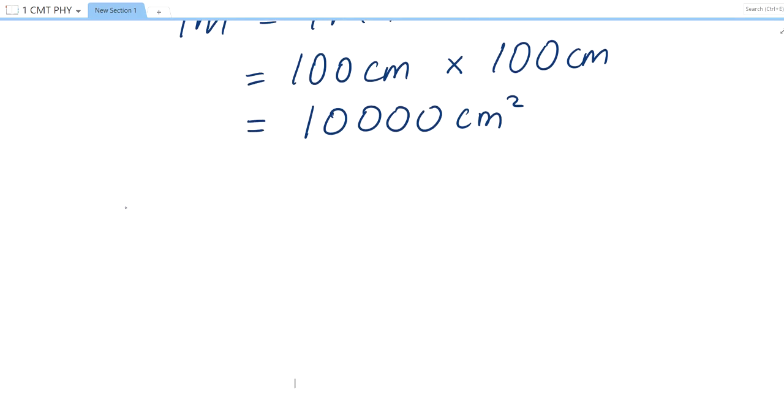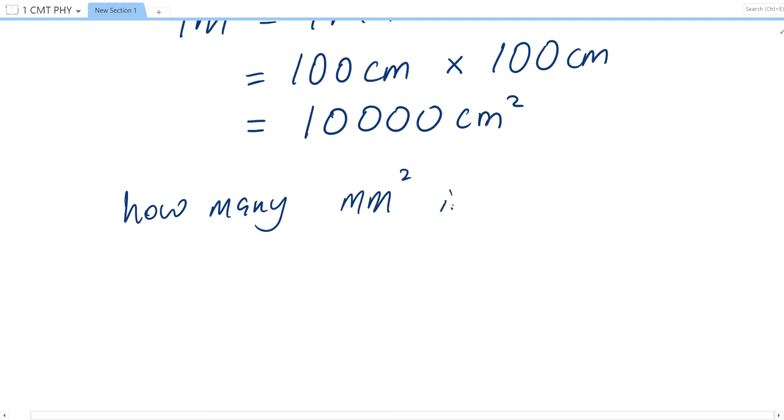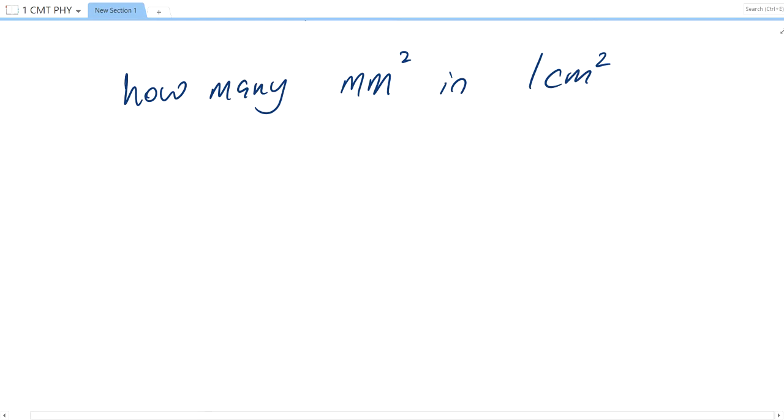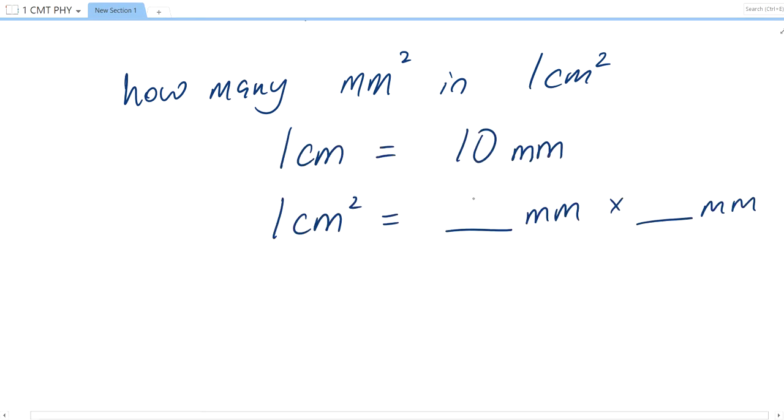How many square millimeters in 1 square centimeter? Okay, how about this? Can you do this? Give you some time to do it. 10 and 10. Answer? 100 square millimeters. Is it difficult? No, it is not. Do you need to memorize? No need. You can all do it.